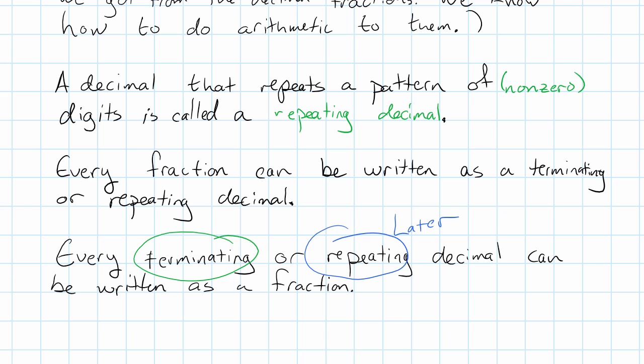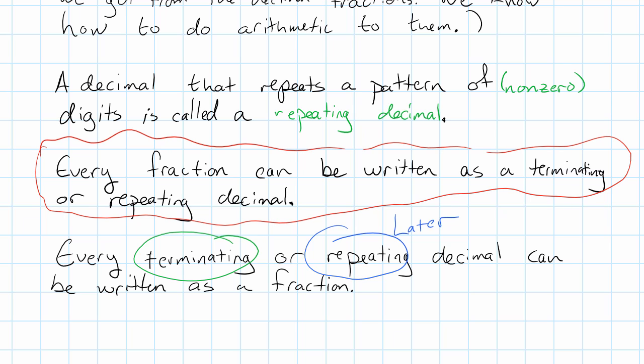I'm not going to prove to you that this fact is true, but the basic idea is that there are only so many possible remainders. And remember that once we see a remainder again, our decimal is going to repeat.